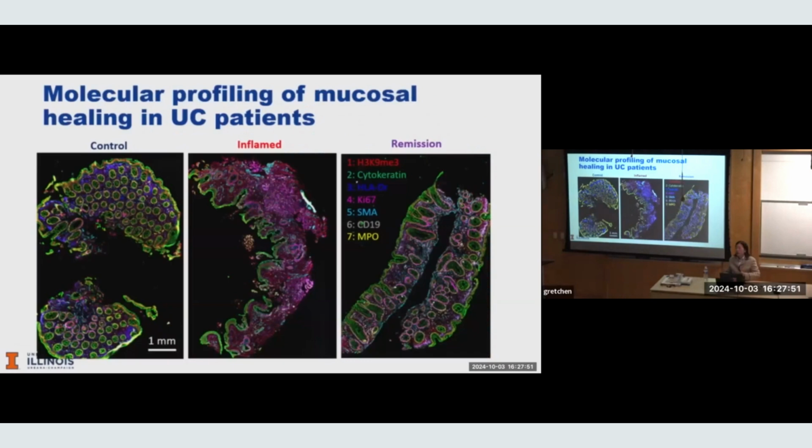So this multi-modal approach allows you to see a lot more than you would typically get with a single modality. This is an example looking at control, inflamed, and remission. The goal here is to be able to give an assessment of the molecular scale wound healing process, so eventually we can predict which patients in remission are likely to develop recurrence down the line.